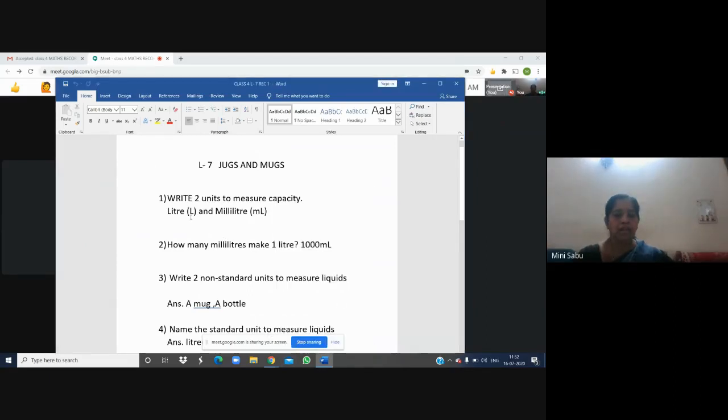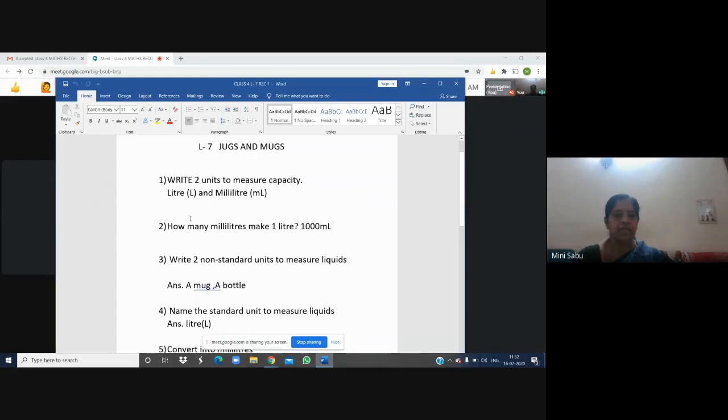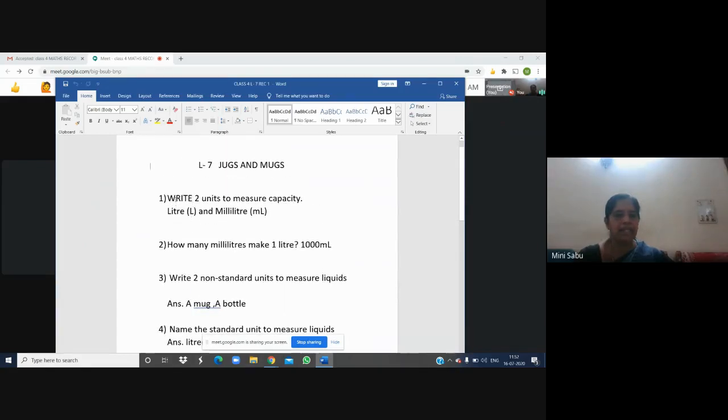Okay. We will discuss some questions. First one is write 2 units to measure capacity. We have already discussed 2 units of measuring capacity are liter and milliliter, and these are standard units. Also, these are units where whoever uses it, the units will remain the same. Okay, and how many milliliters make 1 liter? This also we have already discussed in the class, 1000 milliliter.